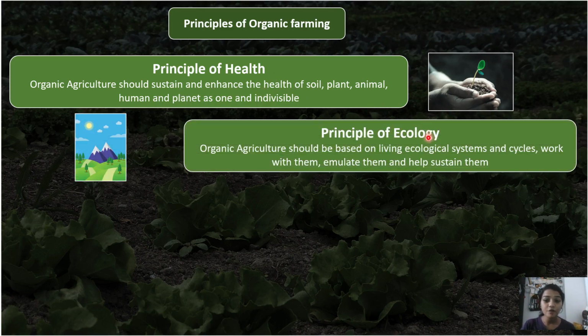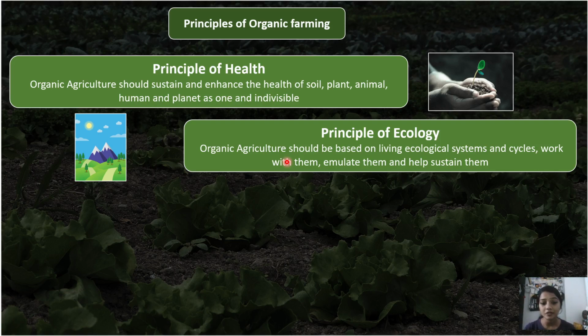The second principle of organic farming is the principle of ecology, right? This principle says that organic agriculture should be based on living ecological systems and cycles, work with them, emulate them and help sustain them, right? So the basic idea of this principle is that we should not disturb the ecological systems, the various cycles, the nitrogen cycle, the carbon cycle, right?